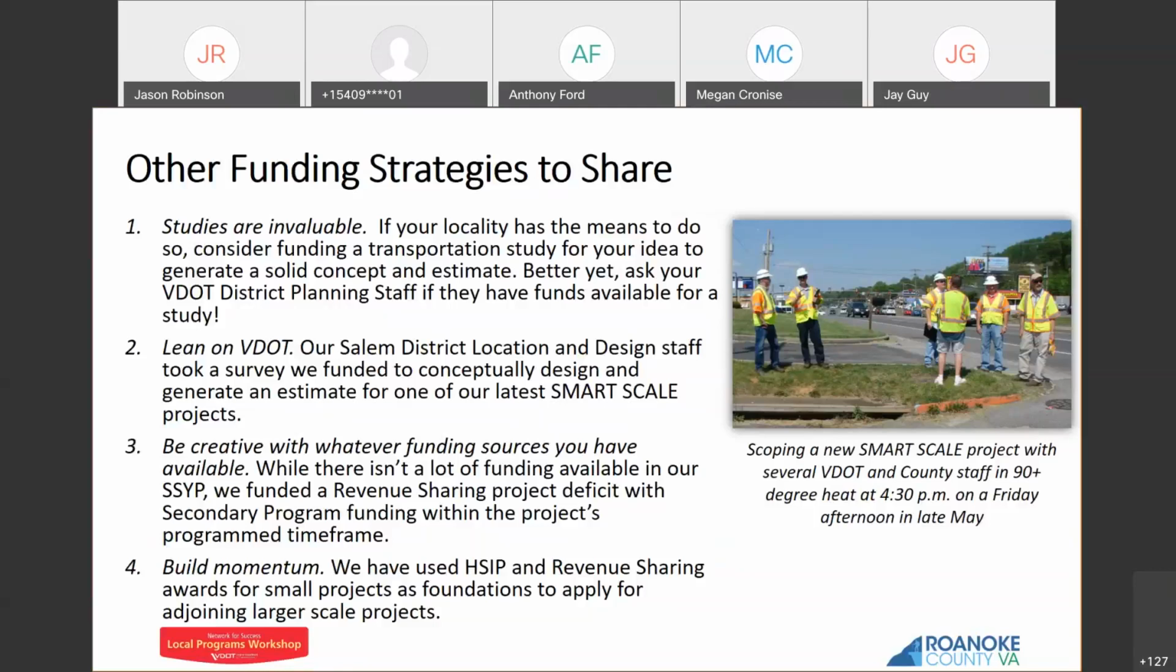And then be creative with whatever funding sources you have available. While there isn't a lot of funding available in our secondary plan, we were able to fund a revenue sharing project deficit with that secondary program funding within the project's program timeframe. So we're able to fill that gap with state funding.